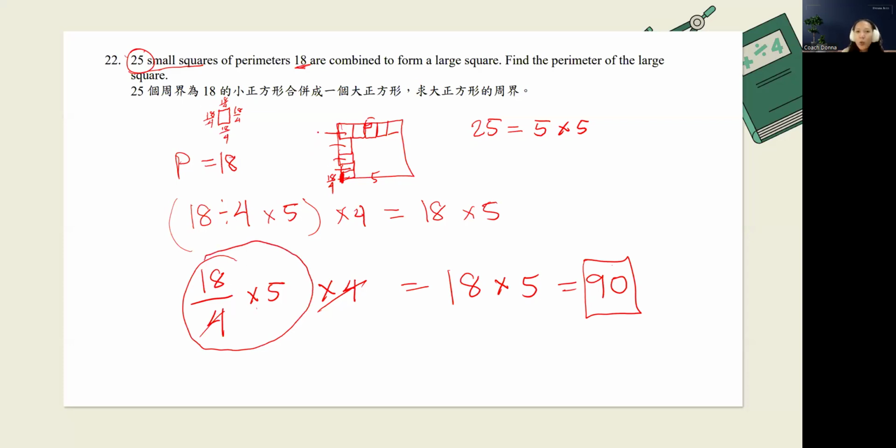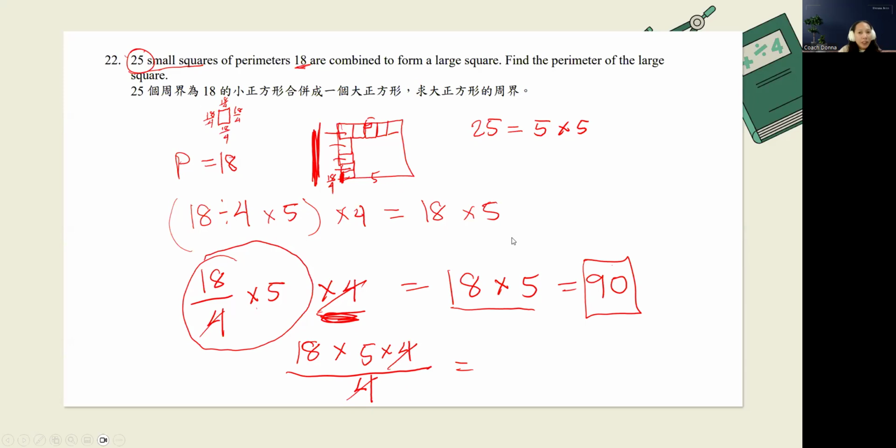So that's only one side of our large square. We want the perimeter of all sides, so we multiply it by 4. And that's how we get our answer. We can actually rewrite this as 18 times 5 times 4 over 4. When it's just division and multiplication, it's okay to do this. As you can see, 4 is in both numerator and denominator, so we canceled it and ended up with 18 times 5 equals 90. And that's it for number 22.